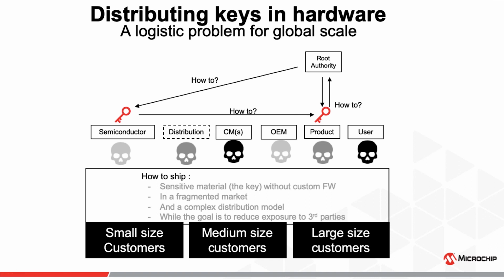And if you look at my diagram here where the keys are, they could be touched anywhere in a regular supply chain process, from the semiconductor manufacturer to the distributors to the contract manufacturer, the OEM, the product, and the end user, who could be my own parents with their connected thermostat in their living room. And how are the keys exposed there? Quite a lot. There's a lot of attack surface there at each of the steps.